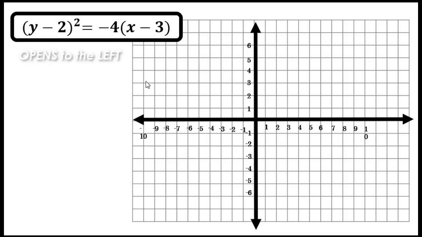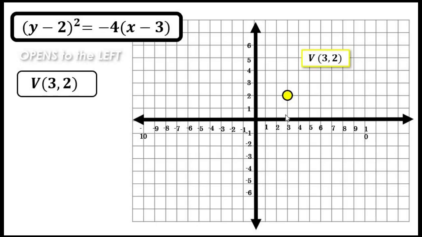Again, we start by identifying the vertex (h, k). h is found here on the right-hand side of the equation. Initially negative 3, reverse the sign, we get positive 3. Then k is now on the left-hand side of the equation. Initially negative 2, reversing the sign will give us positive 2. Hence, the vertex will be plotted at (3, 2), which is here in the first quadrant.